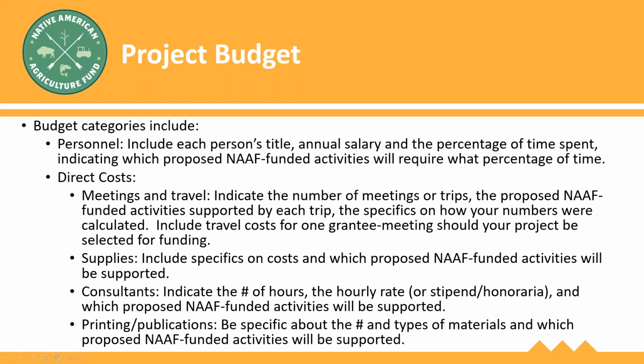Project budget. Budget categories include personnel: include each person's title, annual salary, and the percentage of time spent, indicating which proposed NAAF-funded activities will require what percentage of time. Direct costs, meeting and travel: indicate the number of meetings or trips and the proposed NAAF-funded activities supported by each trip, with specifics on how your numbers were calculated. Include travel costs for one grantee meeting should your project be selected for funding. That grantee meeting will be a convening of all the successful grantees. Supplies: include specifics on cost and which proposed NAAF-funded activities will be supported. Consultants: indicate the number of hours, the hourly rate or stipend honoraria, and which proposed NAAF-funded activities will be supported. Printing and publications: be specific about the number and types of materials and which proposed NAAF-funded activities will be supported.